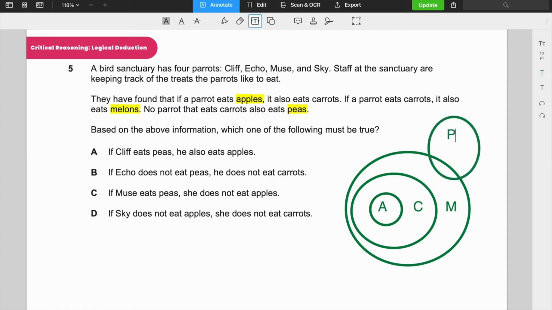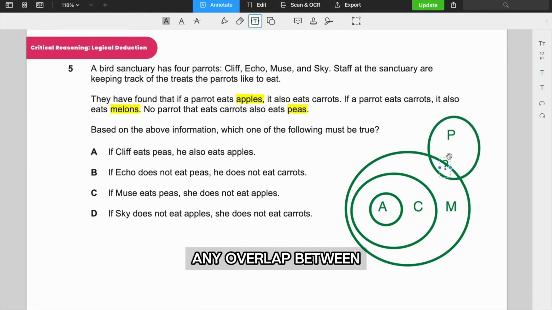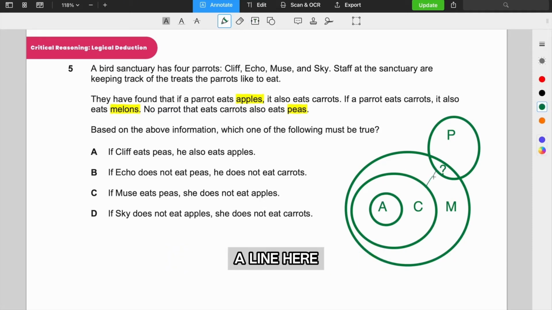This will be peas. Now, I don't know if there's any overlap between peas and melons. So maybe there's parrots that eat peas and also melons. We don't know if that overlap exists, so that's why there's a question mark in this intersection between peas and melons. But we know that there's no overlap between parrots that eat peas and parrots that eat carrots. So I draw a line here, and the line is simply an indicator that there is no overlap whatsoever between parrots that eat peas and parrots that eat carrots. Okay? Right, so that's our Venn diagram.